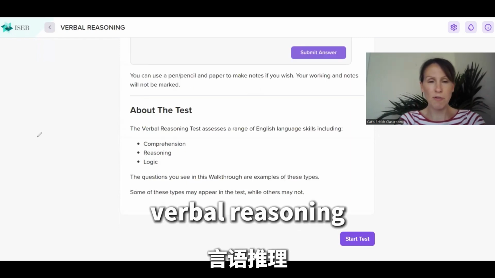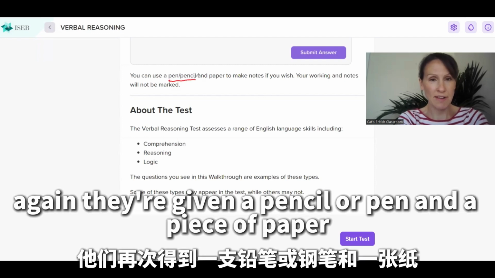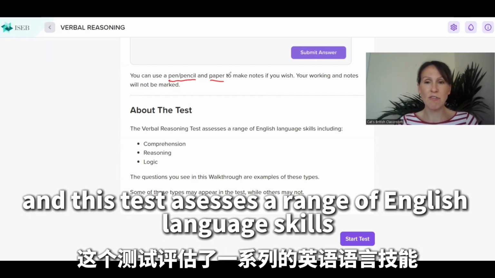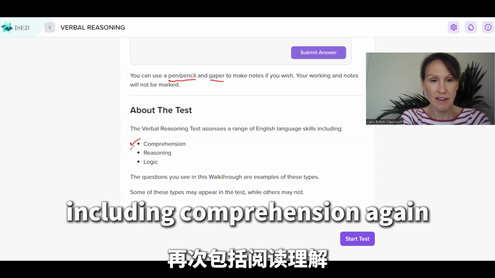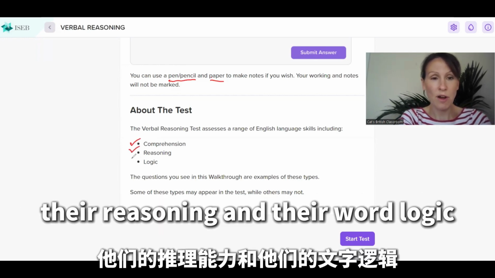And finally, verbal reasoning. Again, they're given a pencil or pen and a piece of paper. And this test assesses a range of English language skills, including comprehension again, their reasoning, and their word logic.